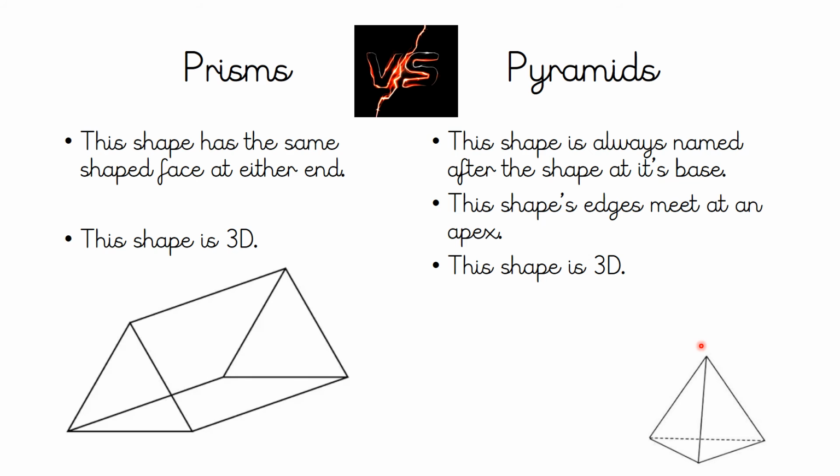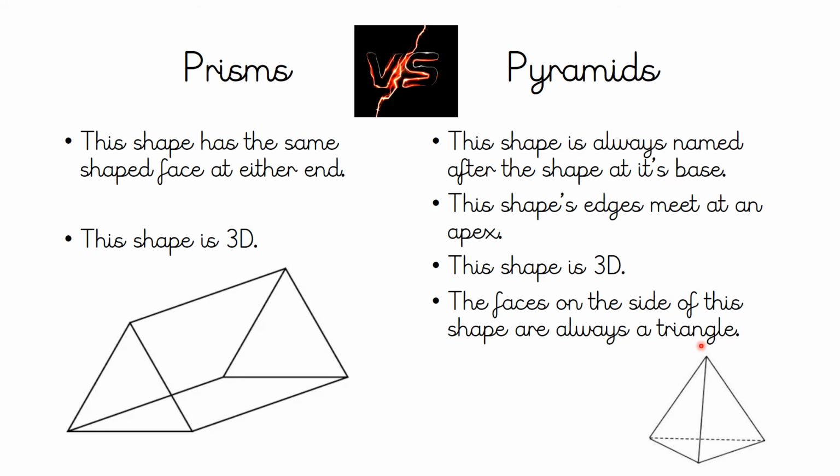The next one was our tricky fact. This shape is 3D. This is true for both prisms and pyramids. And our final fact was the faces on the side of this shape are always a triangle. And this is true for pyramids.